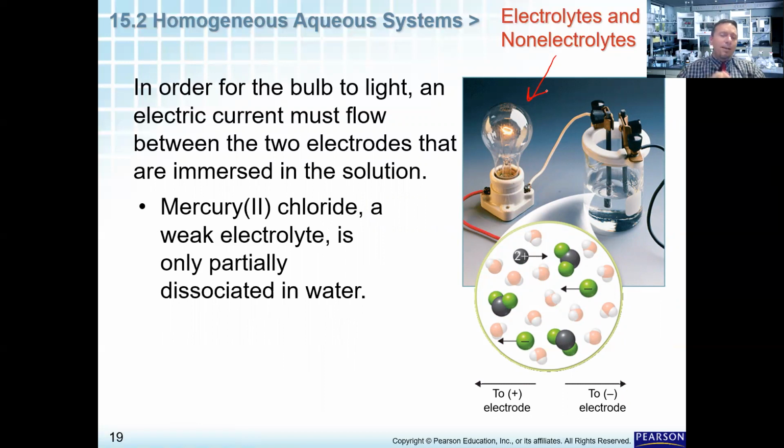You might be thinking, wait a minute, I thought the solubility rules said that mercury chloride is not dissolved in water. So when we think about our solubility rules, we had chloride and it always dissolves. It's a halide, except there were 3 exceptions. So we have silver, we have lead, and we have mercury. Those 3 are the exceptions.